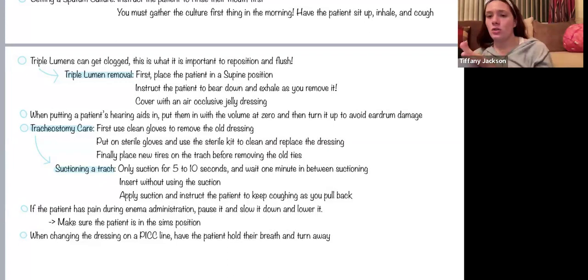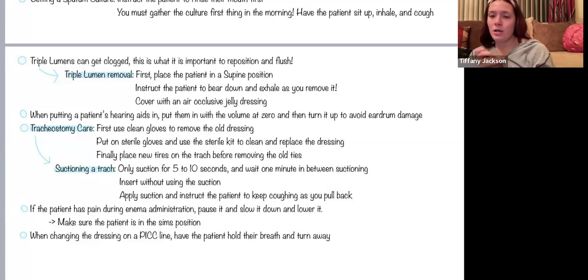When suctioning a trach, we suction for 5 to 10 seconds and we must wait 1 minute in between suctioning. This is because the patient cannot breathe while we are suctioning. We always suction as needed. Okay, tell them to keep coughing.